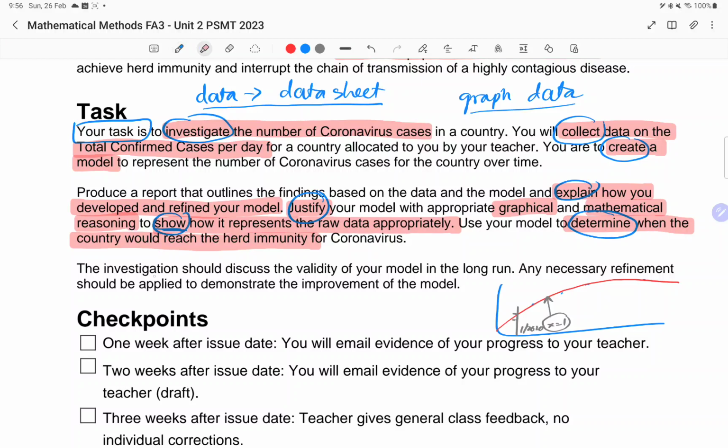And so the investigation should discuss the validity of the model in the long run. So note the keywords here. Discuss is what you need. So basically you need to talk about it, right? And now the keyword is in the long run. So just think about what happens in the long run. Okay, and any necessary refinement applied to demonstrate, and so on.